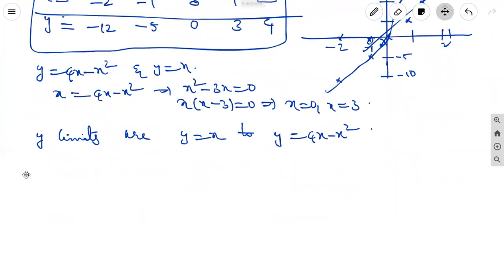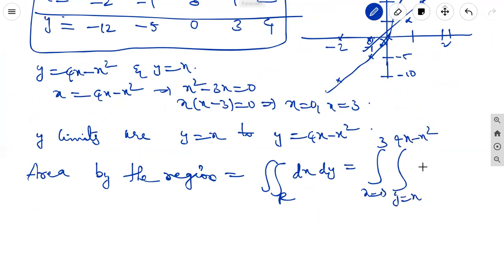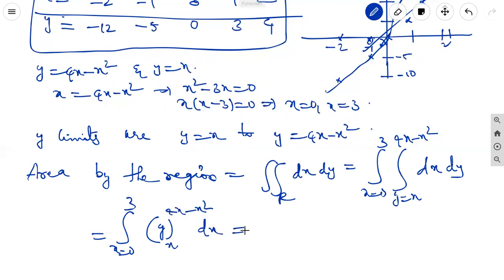Then the area enclosed by the region is equal to the double integral over R dx dy, which is equal to the integral x equal to 0 to 3, y equal to x to 4x minus x square, dy dx. It is equal to integral x from 0 to 3, integration of 1 dy is y, limits from x to 4x minus x square, dx.